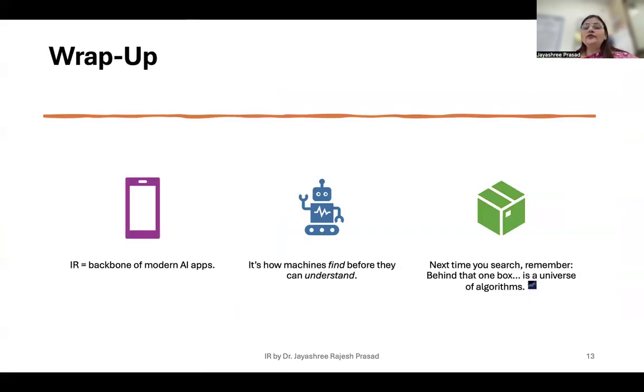So it's time to wrap up. Information retrieval is the backbone of how we interact with the digital world. Before AI can understand, it has to find. That little search box we take for granted is one of the most powerful tools in technology. So, next time you search for something, remember behind that tiny box is a universe of algorithms working for you.